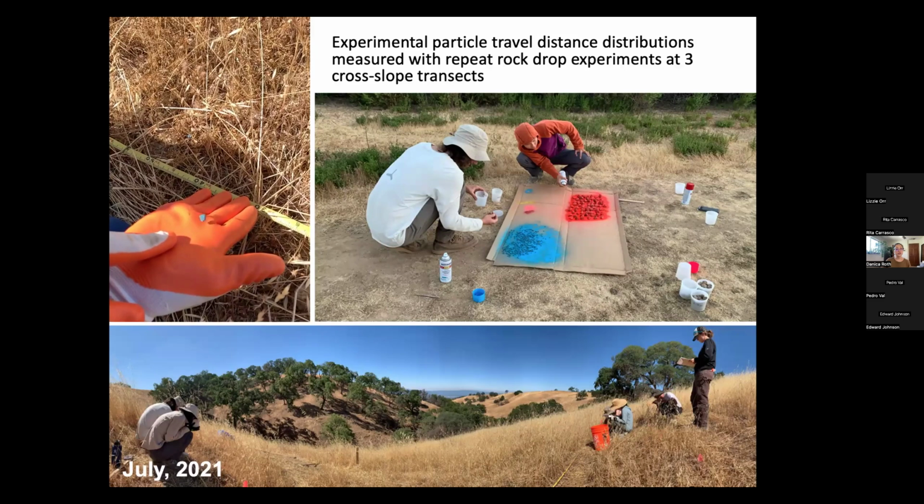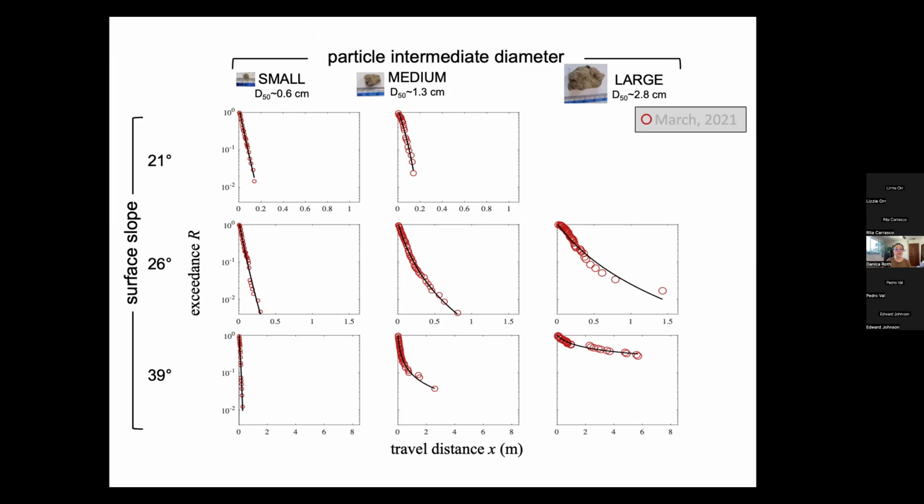So in addition to measuring grain sizes, we also did a bunch of repeat rock drop experiments here, 3 cross slope transects using 3 different particle size classes of the soil aggregates that we found on the hill slopes, painted so that we could find them once we dropped them. And like the rock drop experiments I showed you previously, here are the results from March 2021, looking at our 3 different cross slope transects from near the ridge line, lowest slope, to steepest at the toe down here. And then each column is one of our grain sizes, going from about 0.5 centimeter, 1.3 centimeters to nearly 3 centimeters in intermediate diameter.